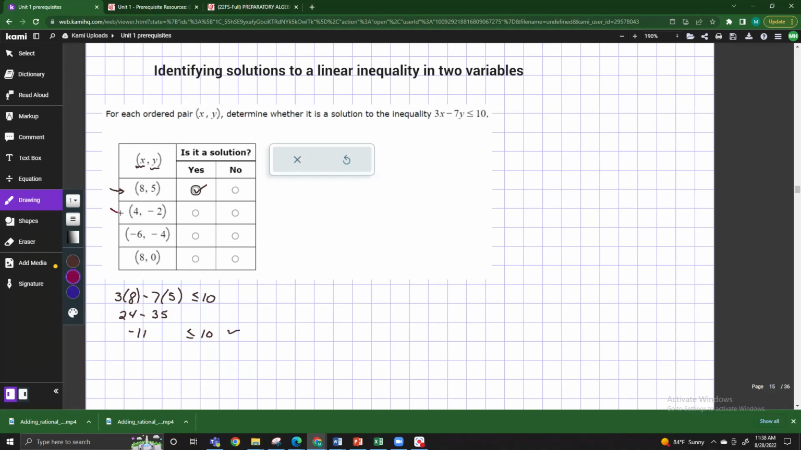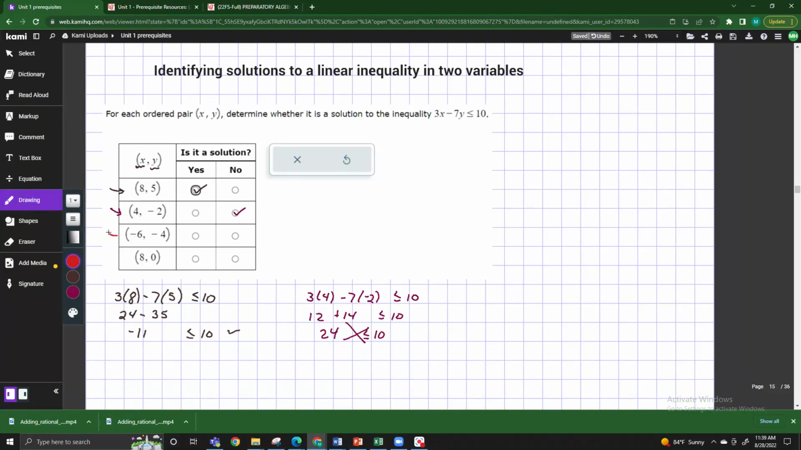All right, so for the second one, I'm plugging in a 4 for x. So I have 3 times 4 minus 7, and I'm putting in a negative 2 for y, and I want to know if that's less than or equal to 10. Doing the work, I have 12. A negative 7 times a negative 2 is a 14, so plus 14. Is that less than or equal to 10? So I have 24, which is definitely not smaller than 10, so this is a no. All right, getting there, making progress.